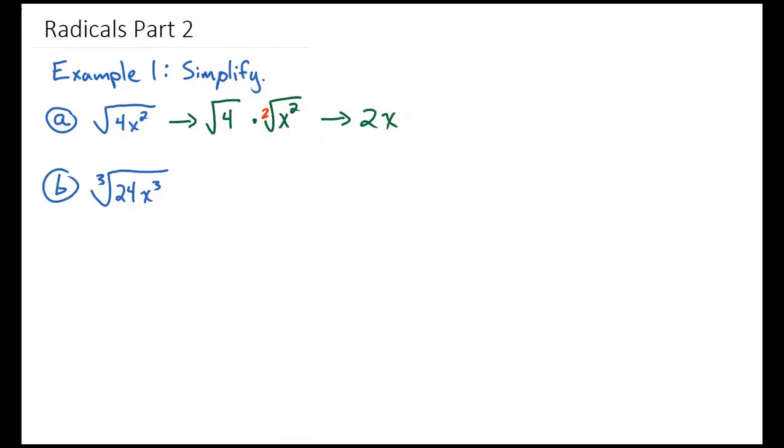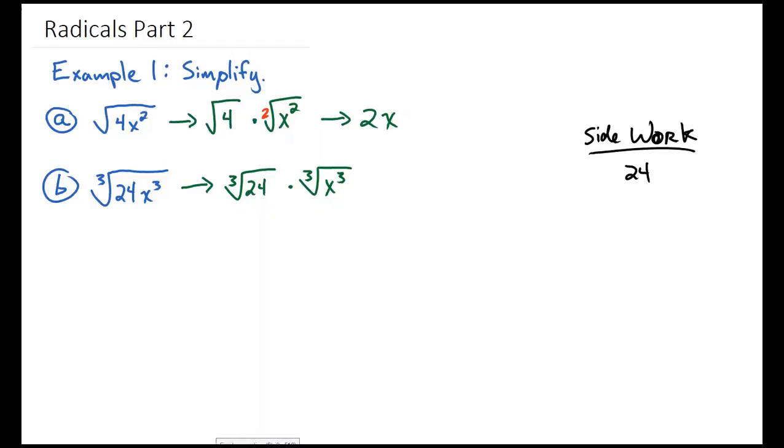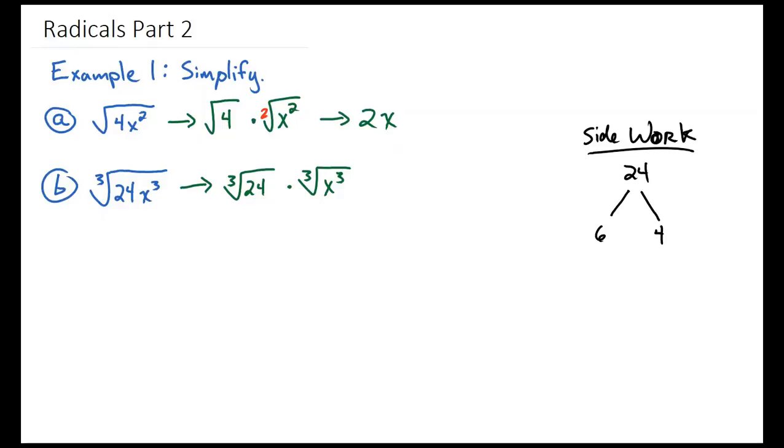Alright, now for part B, let's look at the cube root of 24x to the third. So again, we're going to think of this as two separate radicals. And then the question with the 24 is, what 3 things are multiplied inside the 24? This one's a little harder than the square root of 4, so we're going to resort to doing a factor tree over to the right as side work. So 2 things that multiply to give us 24 are 6 and 4, and then 6 can break down into 3 and 2, and 4 can break down into 2 and 2.